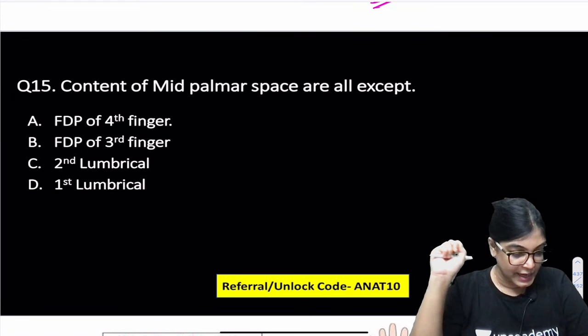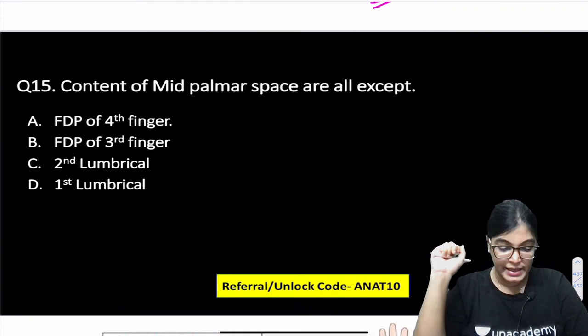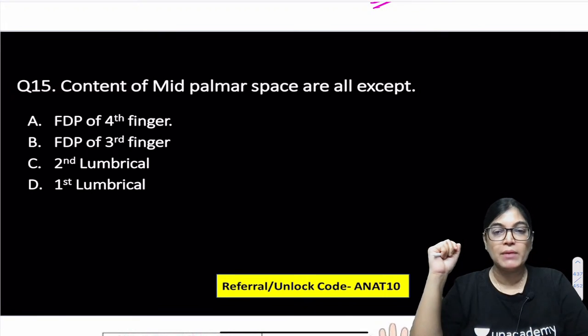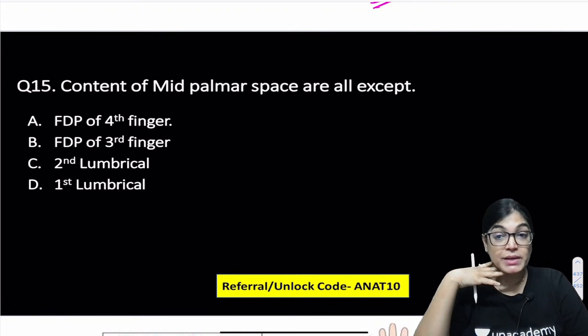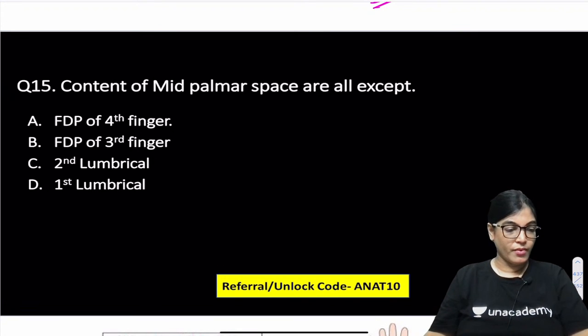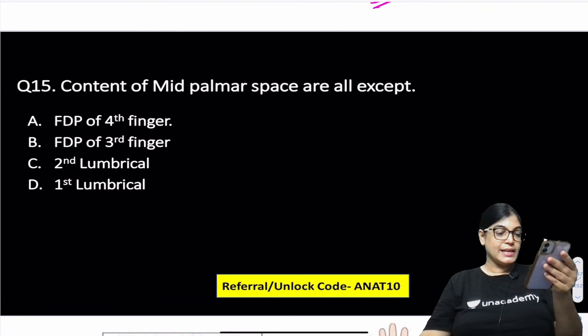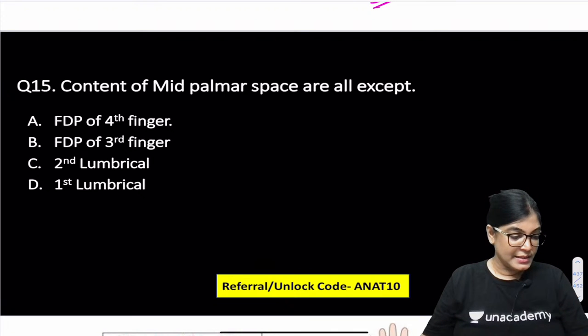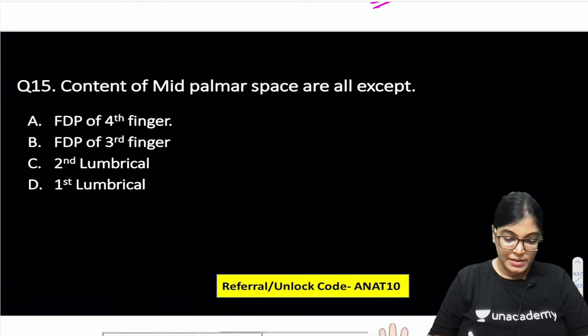Saransh is telling A. Sadaf is telling D. What about others? Mid palmar space. Please mark it. It is mid palmar space. Okay, so Tariq is telling A, Harini is telling D, Sri Rangaraj is telling D. And the correct answer is D.